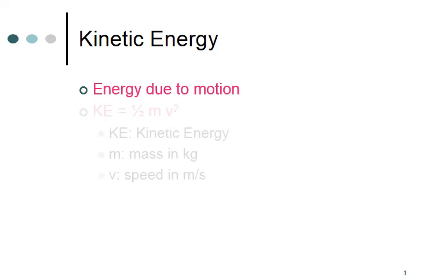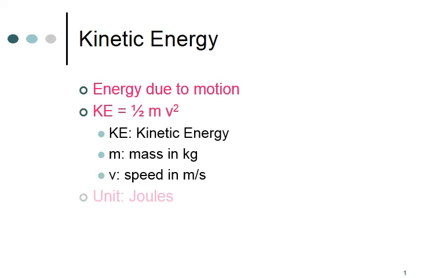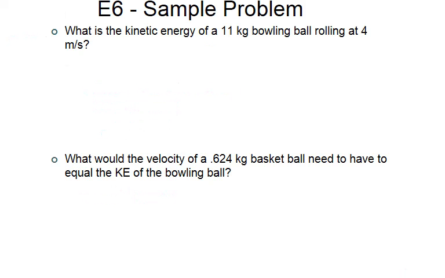All right, remember kinetic energy is 1/2 mv squared, and we get the energy in joules. So this one's a good one to practice. What's the kinetic energy of an 11 kilogram bowling ball rolling at 4 meters per second? And then what would the speed of a 0.624 kilogram basketball need to be to have the same kinetic energy as the bowling ball? Go ahead and pause the clip and give this a try, and when you're ready to check, you can hit play to continue.